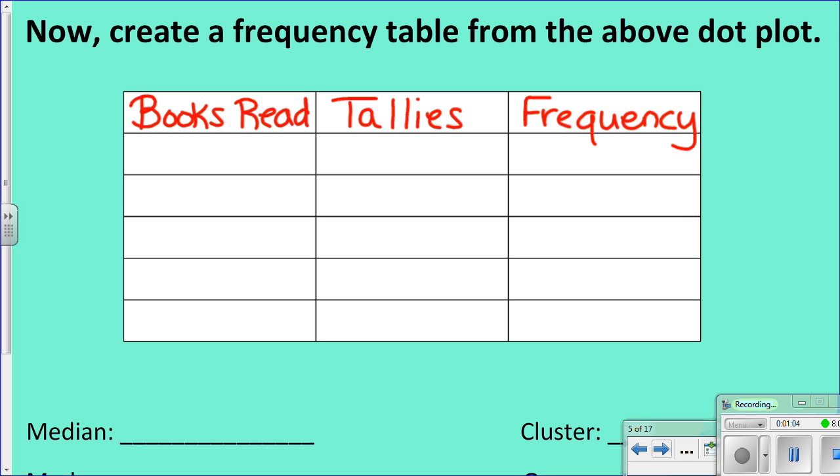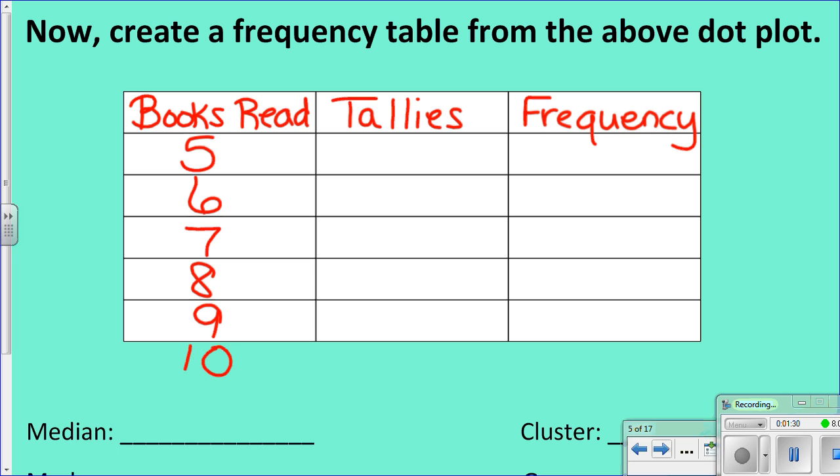Now to find out what I put in the books read category, I look at the data that I have. What is the lowest number in my data? 5. And what is the highest? 10. So I'm going to count 5, 6, 7, 8, 9, and I'm going to have to add an additional box here for 10.